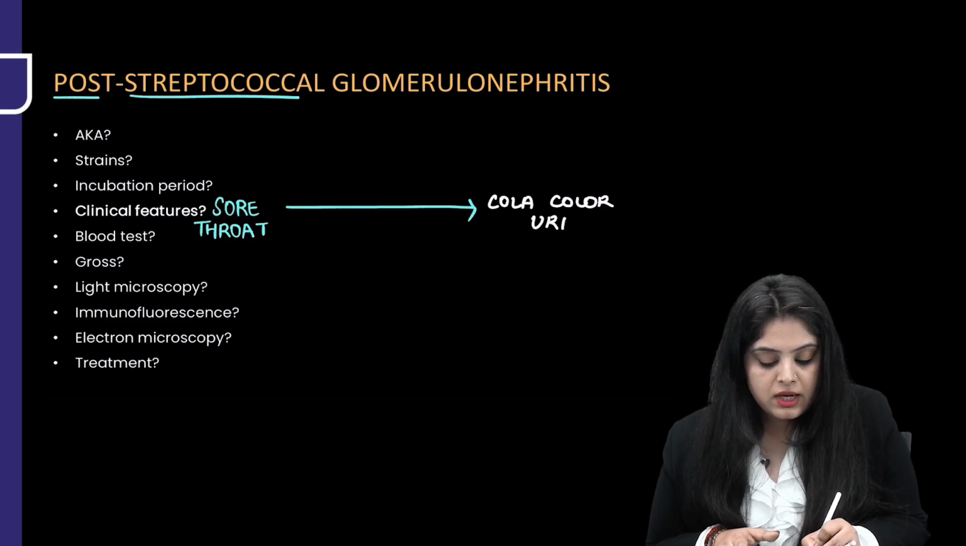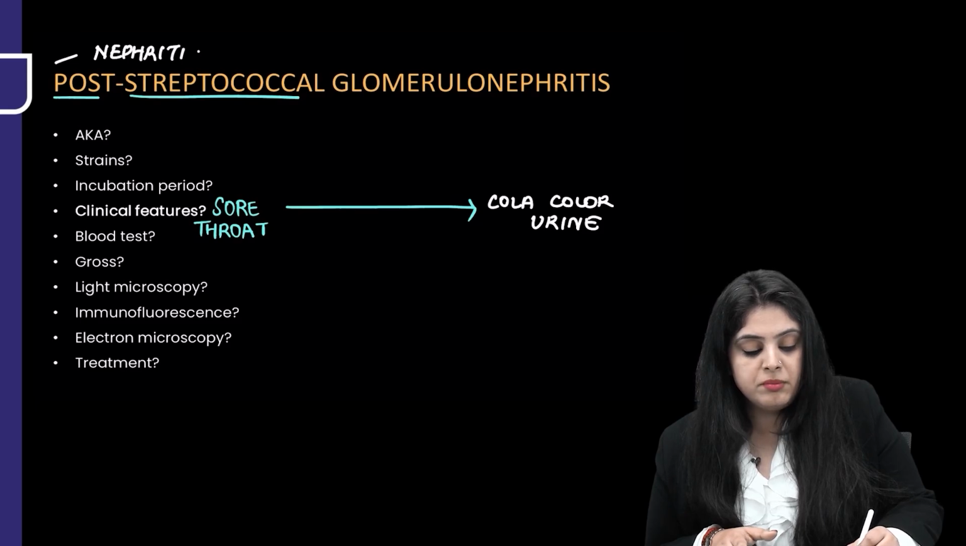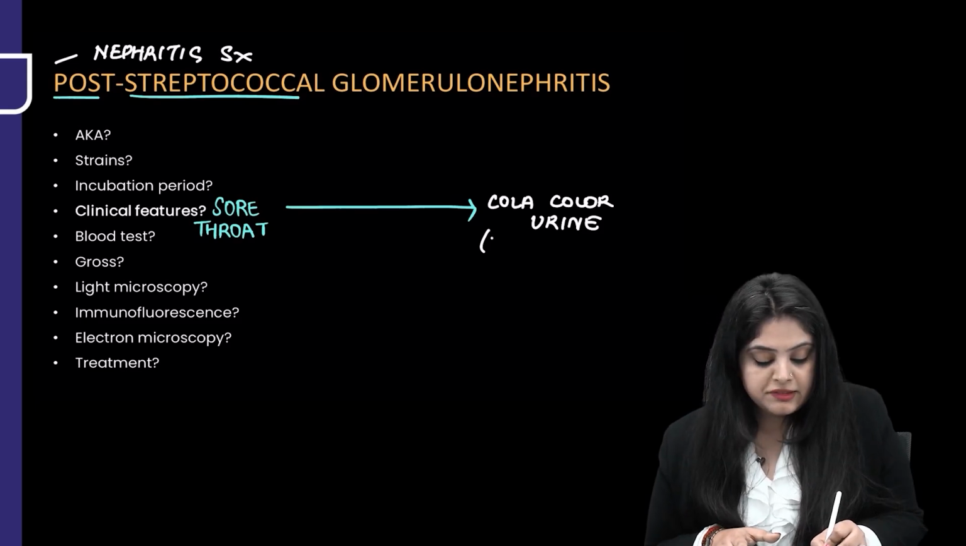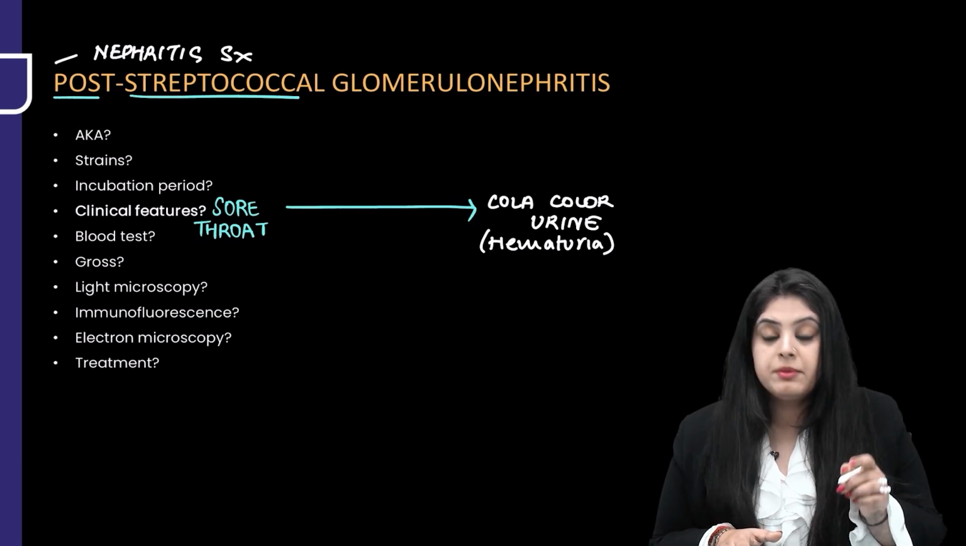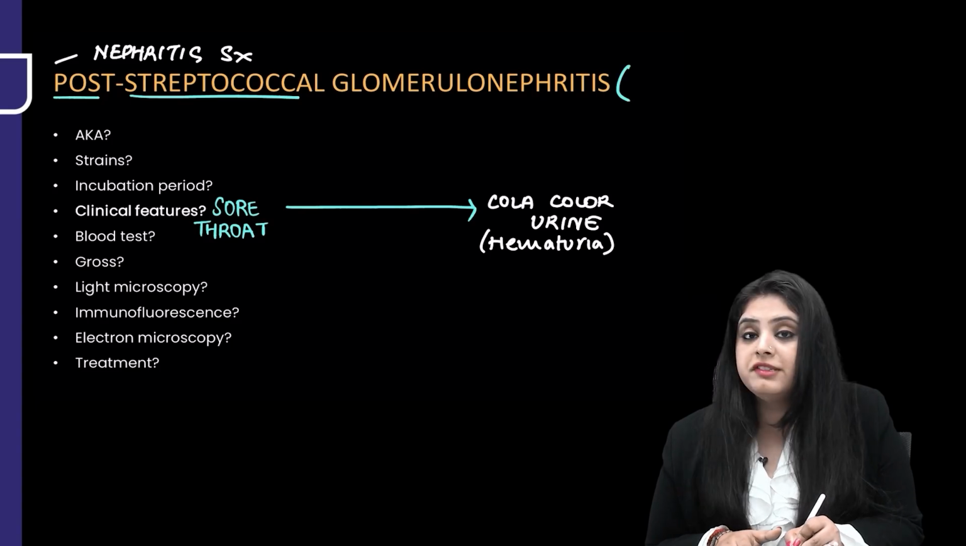Why am I writing cola color urine? Because I know that PSGN is a nephritic syndrome, and anything with a nephritic syndrome means, will there be hematuria? Yes, there is going to be hematuria. But why did I tell you that you will tell me the timeline? Because go back to your immunology chapter, and PSGN is which hypersensitivity?